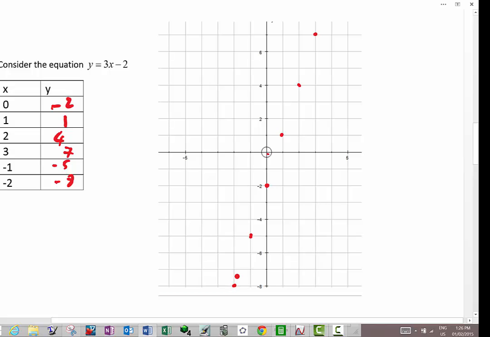And we can see that they all appear to lie on a straight line, pretty steep, but it looks something like that. And that is the graph of the straight line y equals 3x minus 2.